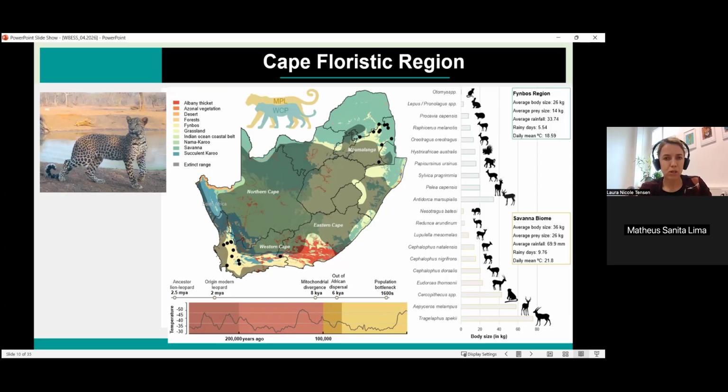At the bottom, you see a very quick timeline of the evolutionary history of leopards. So the lion-leopard ancestor was about 2.5 million years ago. The origin of the modern leopard was about 2 million years ago. And you'll see at 800,000 years ago what we call the mitochondrial divergence.